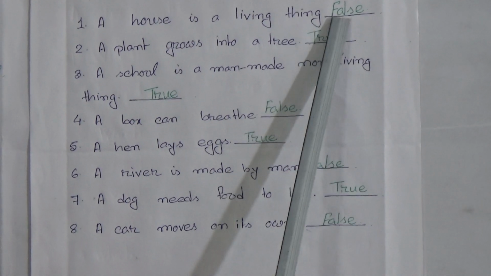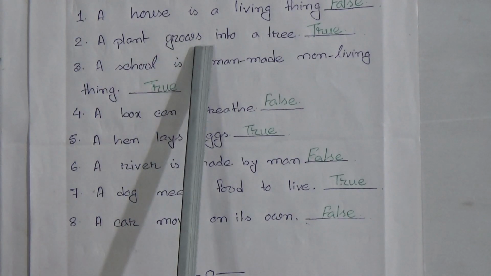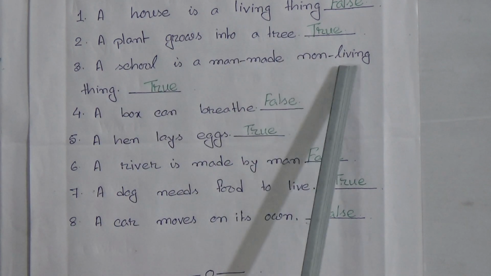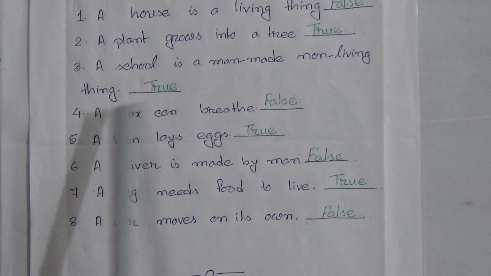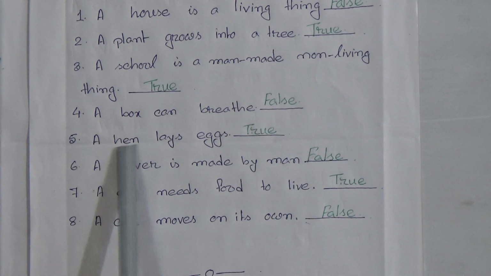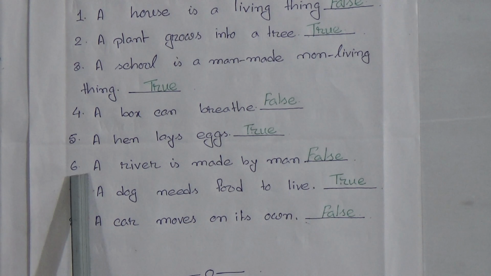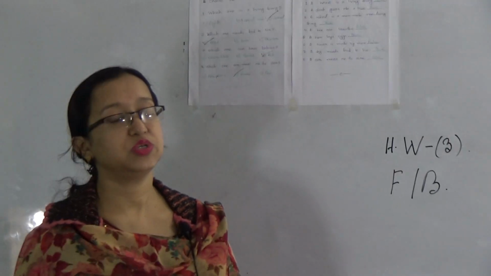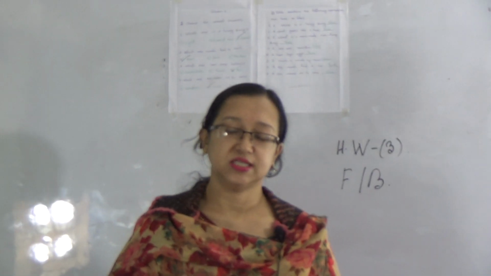Now again I read the sentences. Number 1. A house is a living thing. Answer: false. Number 2. A plant grows into a tree. Answer: true. Number 3. A school is a man-made non-living thing. Answer: true. Number 4. A box can breathe. False. Number 5. A hen lays eggs. True. Number 6. A river is made by man. False. Number 7. A dog needs food to live. True. Number 8. A car moves on its own. False.